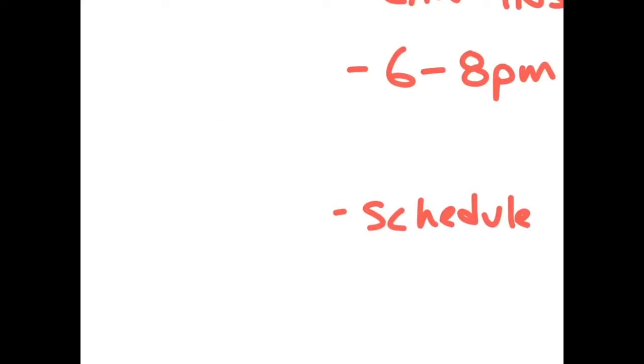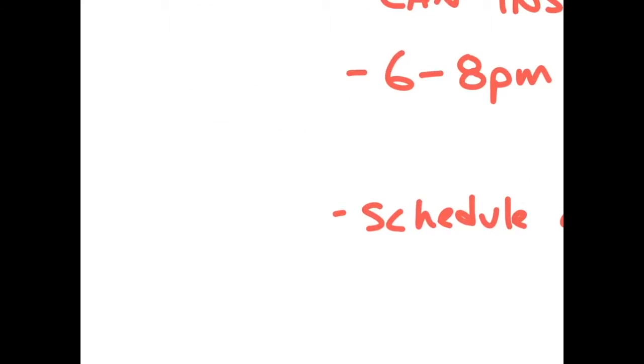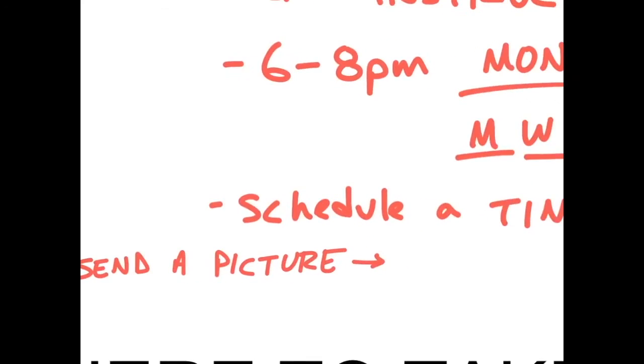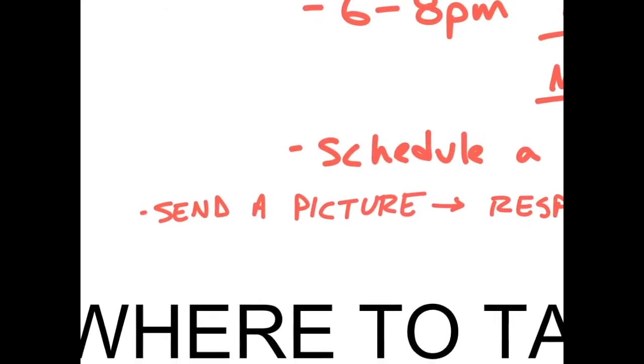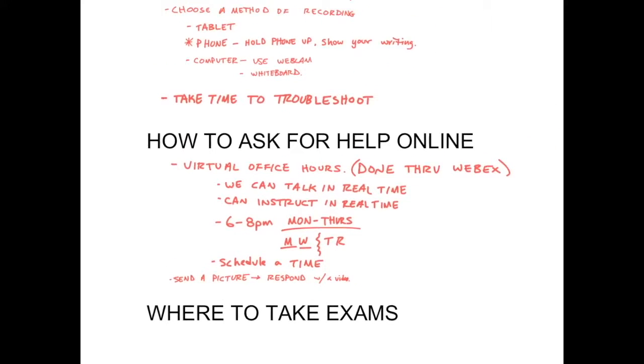The other thing that you can do is send me an email with a picture of your question, and I will respond with a video. I can quickly make a video and just send it off to you. You can also just send me a video telling me where you're having trouble. So there are a lot of different ways you can ask questions and get help from me.